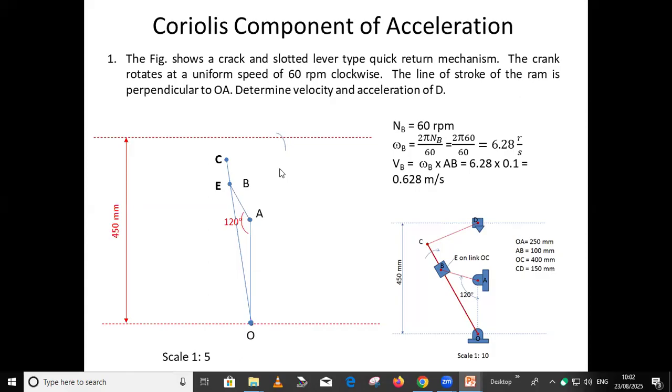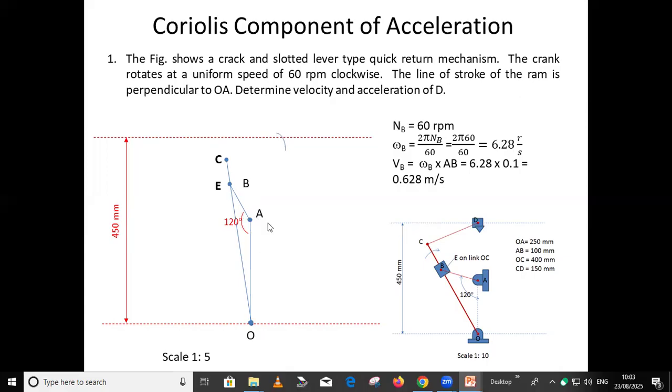So first we'll draw this line of 450 mm. Okay. So 1 centimeter is equal to 50 mm. That is our scale. So first we'll draw two parallel lines having a distance of 9 centimeter. Okay. Then we'll locate the OA line. OA is given 250 mm. That is, this line will be of 5 centimeter.